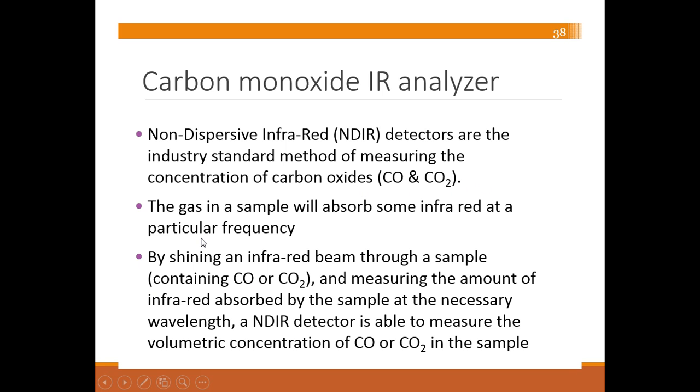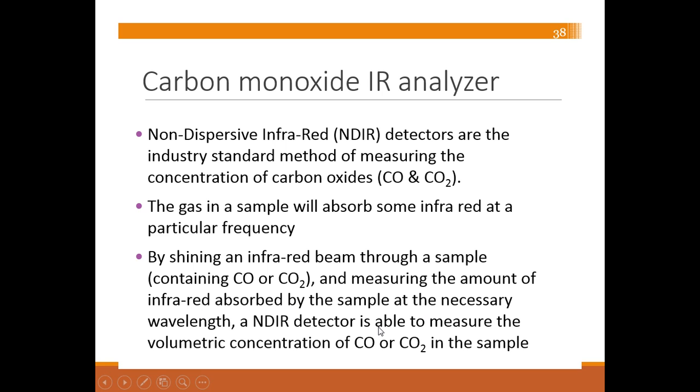The gas in a sample will absorb some of the infrared light at a particular frequency or energy level, by shining the infrared beam through the sample and measuring the amount of infrared absorbed by the particular gas. The greater the concentration of the carbon gas, the greater the amount of absorption of the infrared light that would occur.